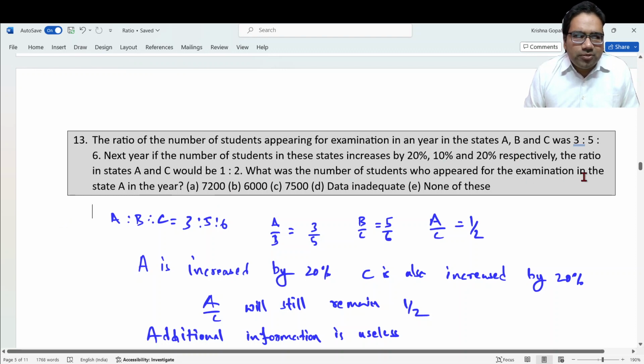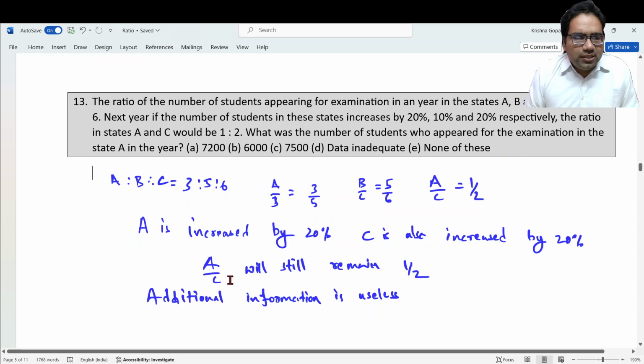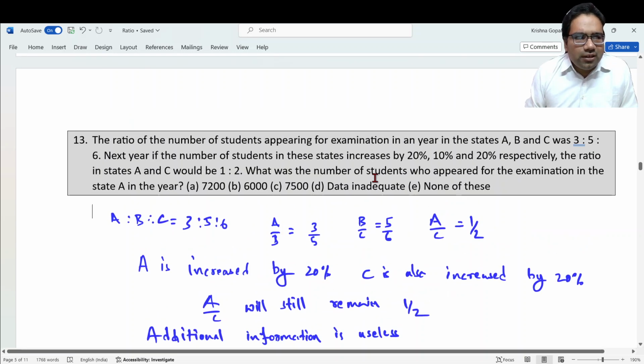So what was the number of students who appeared for the examination? This is not possible because A by C will anyway remain 1 by 2 because both have increased by 20%. Both increased by the same fraction, it will remain anyway 1 by 2. Right, 1.2 into 1 by 1.2 into 2, it doesn't matter. So additional information is useless. We don't have enough information here. So data inadequate is the correct answer. Right?